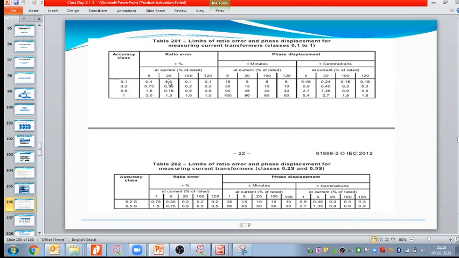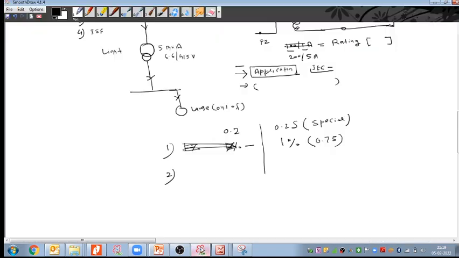At 5%, 0.75, at 20, 0.35. But when it comes to 0.2s, we can see at 5 percentage it is producing less error, 0.35. Here, at 5 percentage of the rated current, it is producing 0.75. It means the 0.2s class CT is more accurate compared to the 0.2 class CT, even at low current, in the lower amount of current. The 0.2s class is more accurate than the 0.2 class. So that is one statement that I can write here.